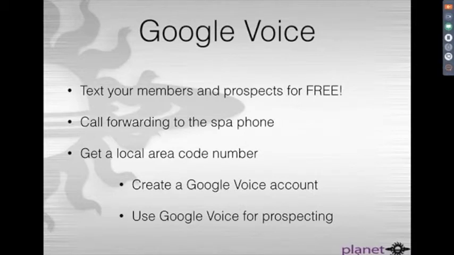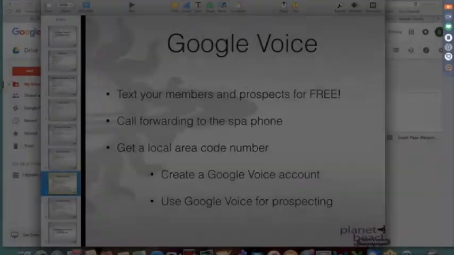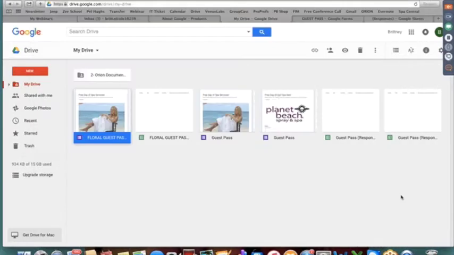Like I was just saying, you can get a local area code number. That way, if we're calling people from Google Voice or texting them from Google Voice, it's going to show up as someone local. They're more likely to answer with an area code that they know than someone out of state or out of the country. So you can actually choose your own area code and number. Now I'm going to show you how to create a Google Voice account and how to use Google Voice for prospecting. There's one of two ways you can get to it.